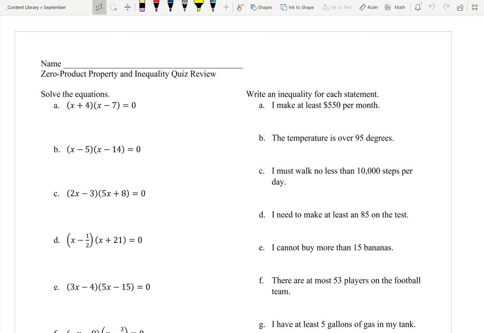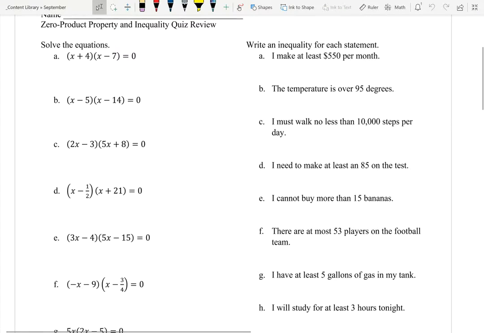If you have any questions on any particular problem, you can just fast forward and skim through the video to find the time when I go over it, or you can just watch the whole video if you're lost on everything. But let's get started with solving the equations.